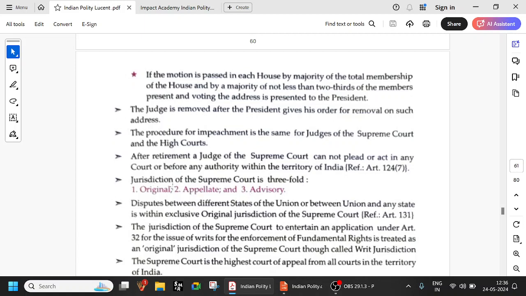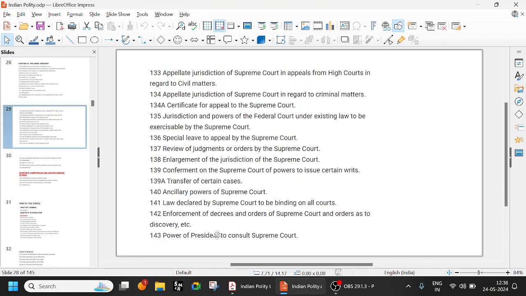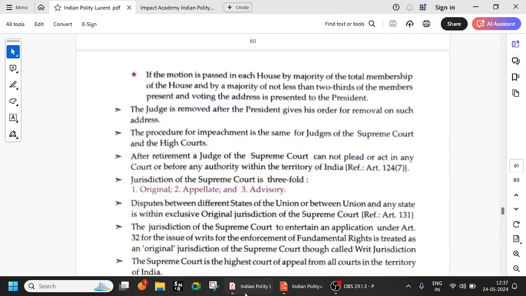So original jurisdiction, Article 131, we have seen; appellate, Article 132; and advisory, Article 143. Okay, so in 131 we have seen it is original jurisdiction. 132 is appellate jurisdiction. Then 143 is the power of the president to consult the Supreme Court. Whenever the president has any doubt regarding anything, he can consult the Supreme Court, and the Supreme Court will give advice, not only to the president, but in general it can give advisory jurisdiction also.